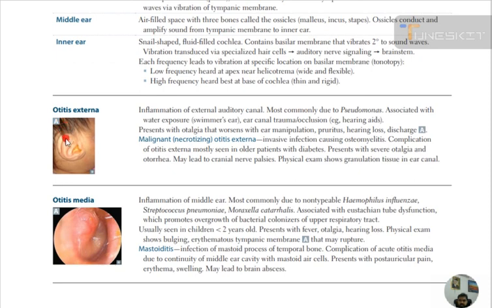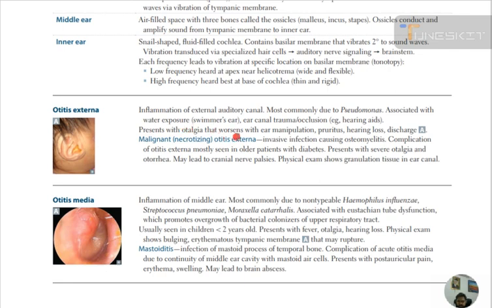So otitis externa is an infection of the external ear, inflammation of the external auditory canal, most commonly due to Pseudomonas. Thing to remember: Pseudomonas is associated with water exposure, swimmer's ear. It is also called swimmer's ear. Ear canal trauma, occlusion, and hearing aids are all risk factors that would result in external ear infection.